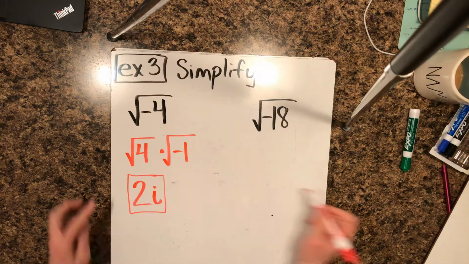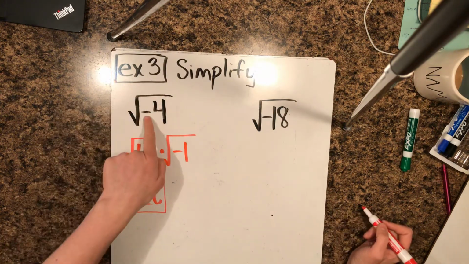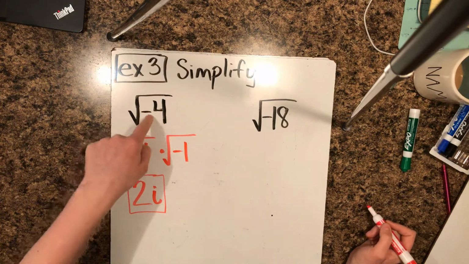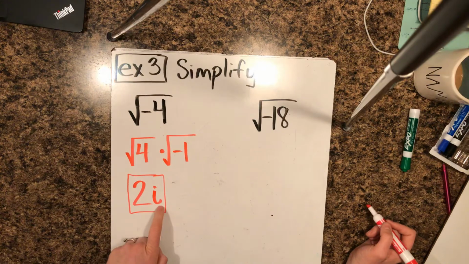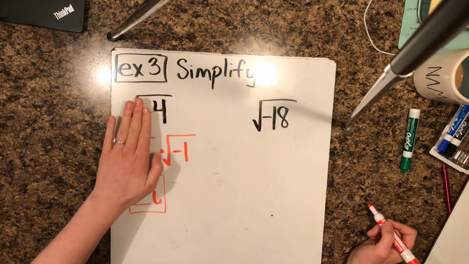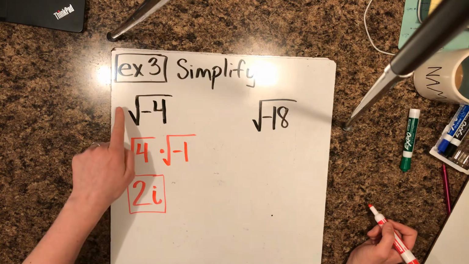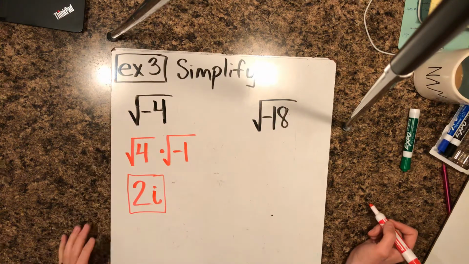Okay, I like to think about it as in the house, mom does not allow negativity. When she sees negativity in the house, she kicks it out and it becomes the imaginary friend outside. Okay? It's just like saying square root of 4 is 2. The square root of a negative number is always I.